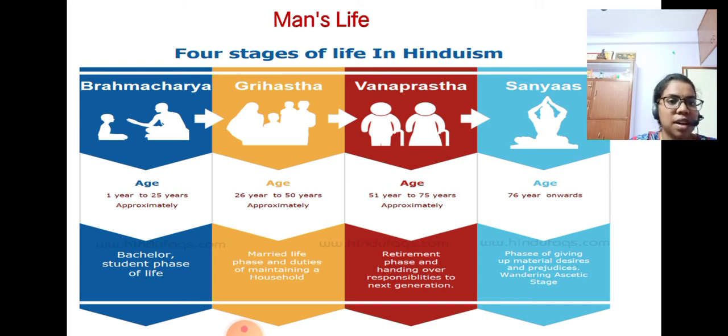And next, Grihastha, married life phase and duties of maintaining a household. Third one, Vanaprastha, retirement phase and handing over responsibility to next generation. Finally, Sannyasa, phase of giving up material desires and prejudices, wandering ascetic stage.